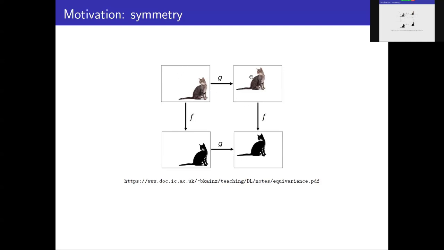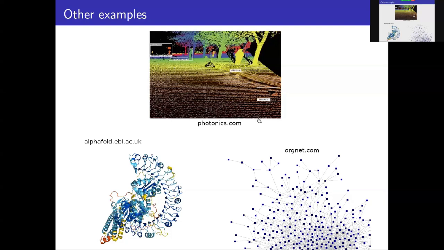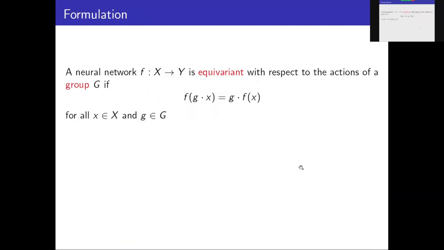Okay, so if you take the cat, translate the cat, and then get your binary image, that should be the same thing as taking your cat, getting your binary image, and then translating that. So intuitively, that's a property you might want to hold. There are various other examples in lots of different problems, basically anytime there's some geometric or algebraic structure in play, like point cloud data, which comes up a lot in protein modeling, and graph structured data. So how do you formulate this? How can we make this property that we intuitively want to hold precise?